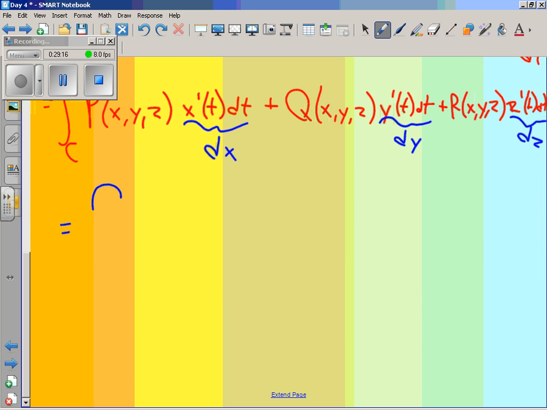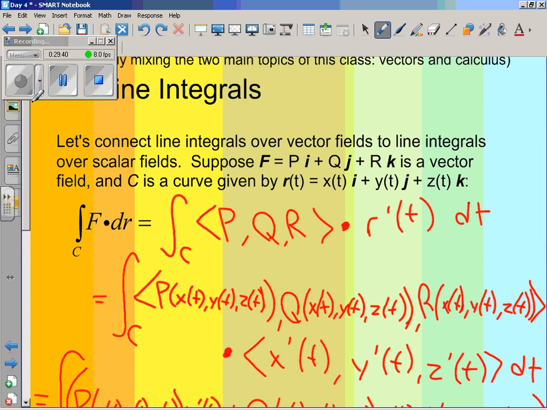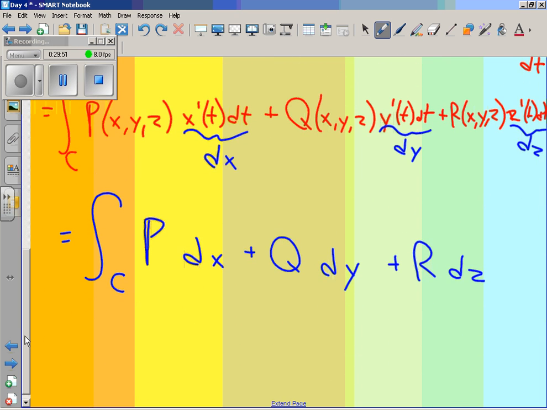And so what it cooks down to is just the function P integrated against dx, plus the function Q integrated against dy, and then plus the function R integrated against dz. That's integrating, we have a vector field that's like PQR, and we have r that we're integrating it over. Then it just turns into this. It's a much neater and easier formula.